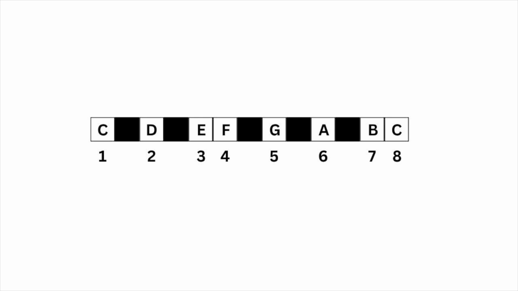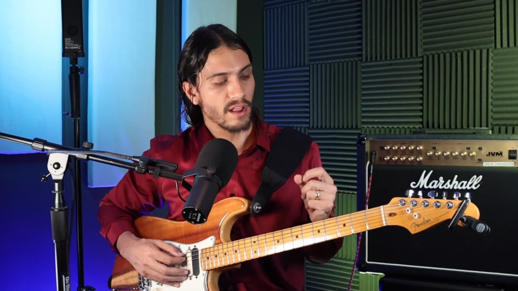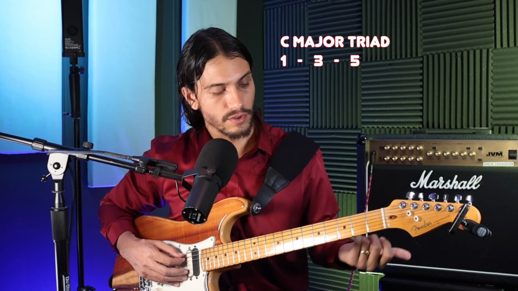Let's take a look at the notes that make up the C major chord, which are C, E, and G. That's our 1, 3, 5 intervals of our scale, also known as a triad. But let's say we're learning a song that has the C major 7 chord. What does that mean? Well, we just figured out the formula to the C major triad, which is 1, 3, 5, also C, E, G.